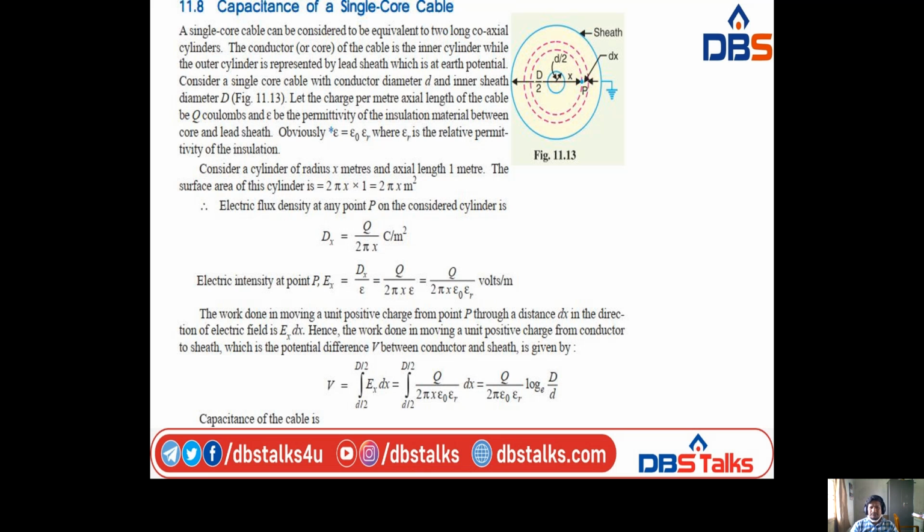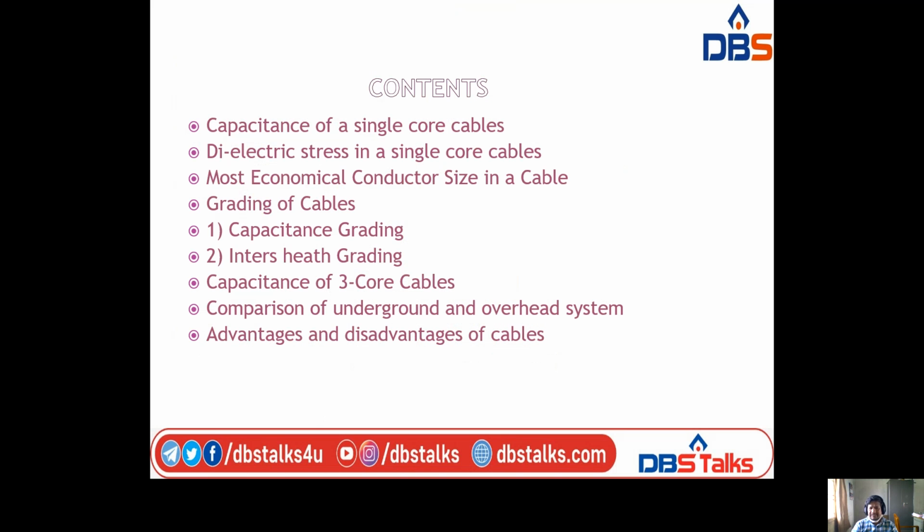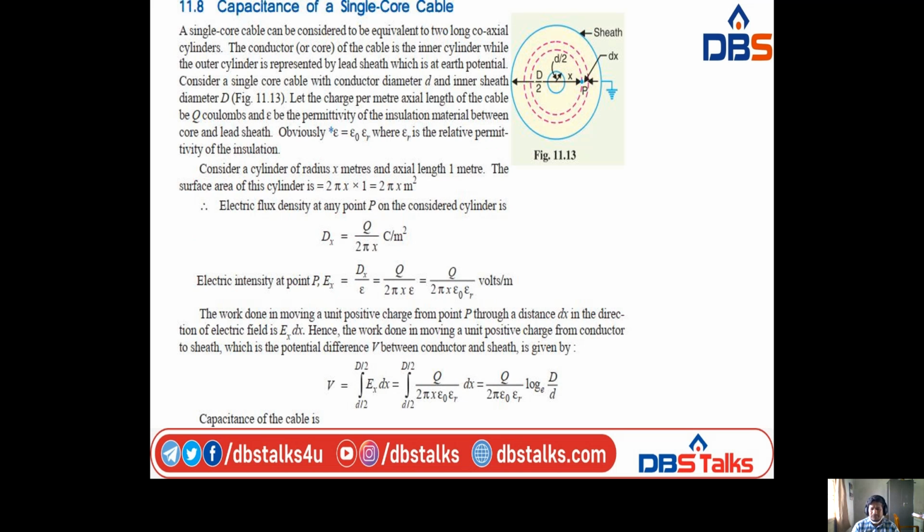Capacitance of a single core cable, dielectric stress in a single core cable, most economical conductor size in a cable, grading of cables, that is capacitance grading and inter-sheath grading, capacitance of three core cables, comparison of underground and overhead systems, and advantages and disadvantages of cables. These will all be discussed in today's class. First, we go for the capacitance of a single core cable.